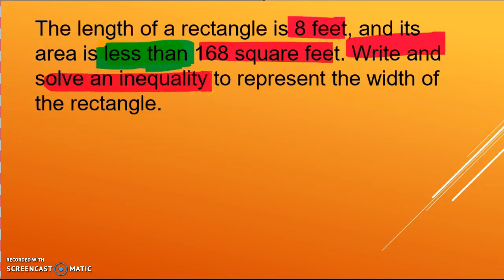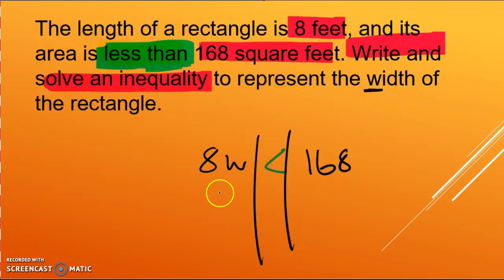So first, our sign. We need a less than sign. Then we know that that is equal to 168 square feet. Then over here, we have 8 feet. Think about it. With a rectangle, you have to multiply your length times your width. You know the length is 8, but you have no idea what the width is. So all you need to do here is represent the width with a variable. Let's call it w. So we have 8w is less than 168.